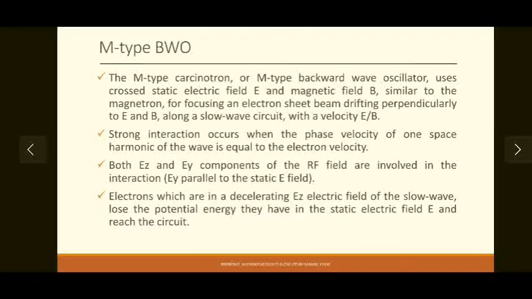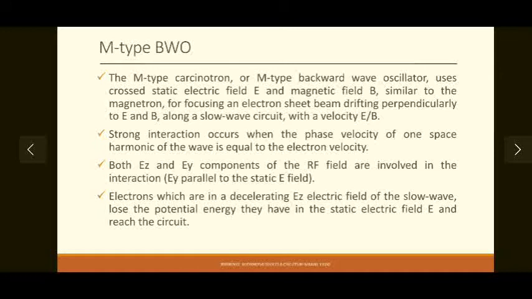We have not seen what an M type tube is, so we will see about that. M type tubes are cross-field tubes. Cross-field tubes produce a magnetic field which is used for focusing the electron beam by cross interaction of the electric and magnetic field. The details about this we will see later on in this video. So first let's look at how BWO is constructed from the M type tube.